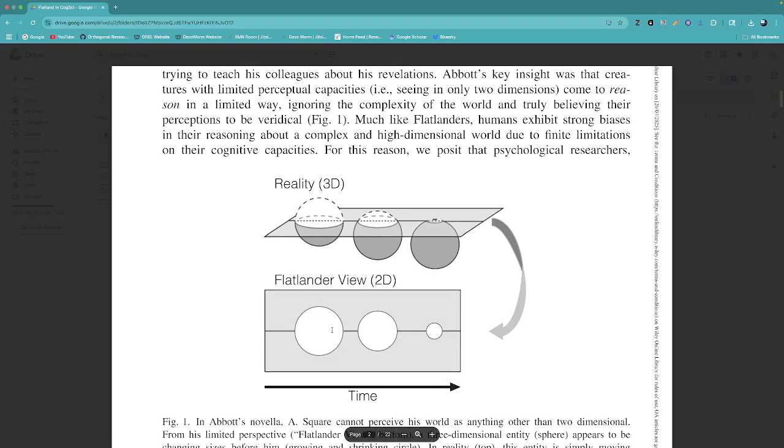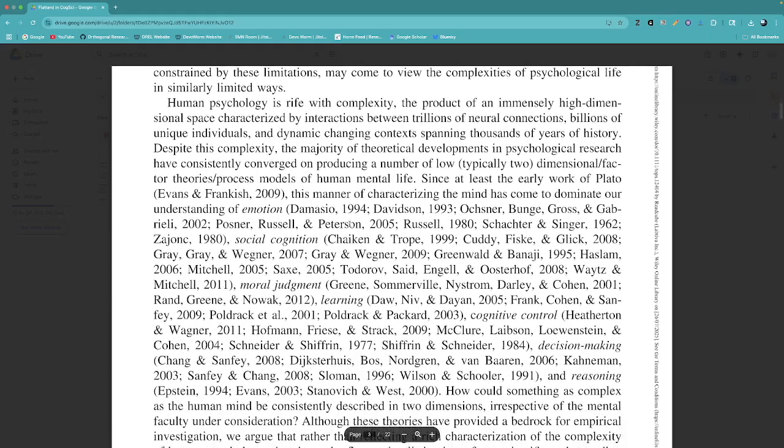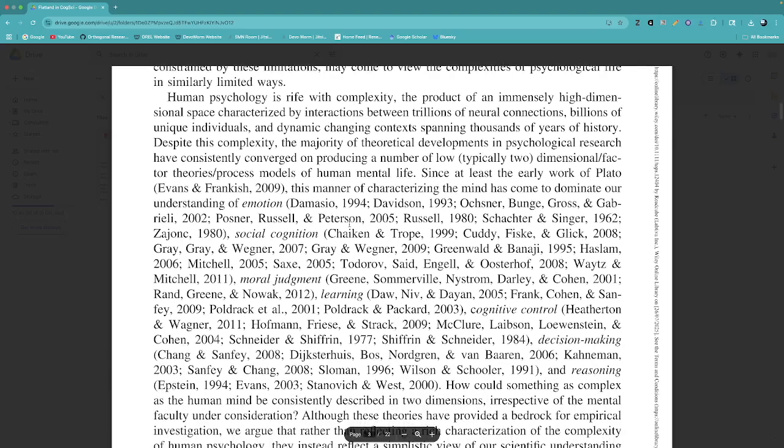So again, this is the Flatlander view of a sphere. It's a circle, it's 2D. The 2D creature cannot perceive the 3D. And in reality, we have this sphere in 3D. Actually, in reality, we might have a higher dimensional structure, but we can't perceive that as such. So this is just kind of a basic idea about this problem.